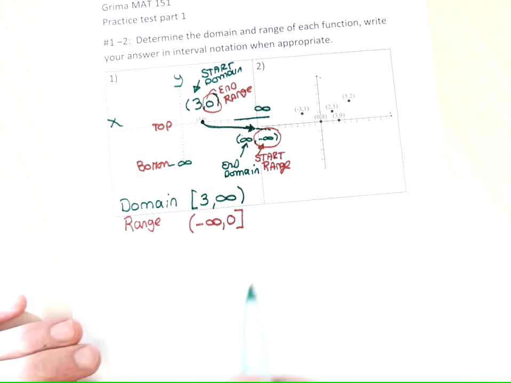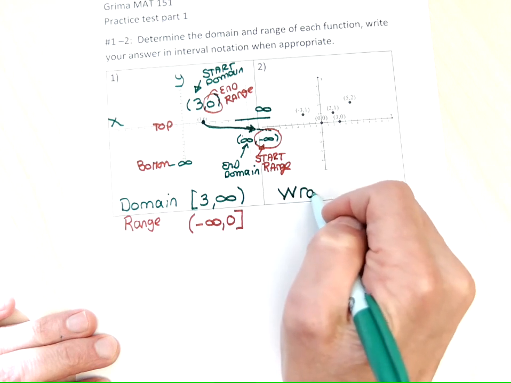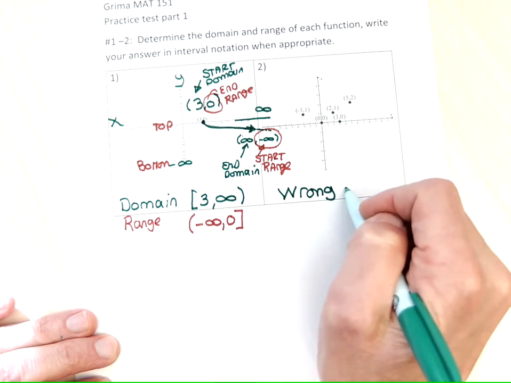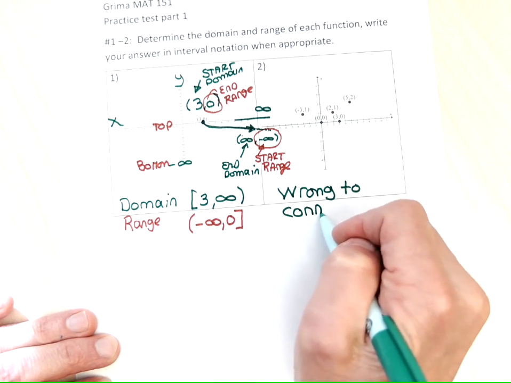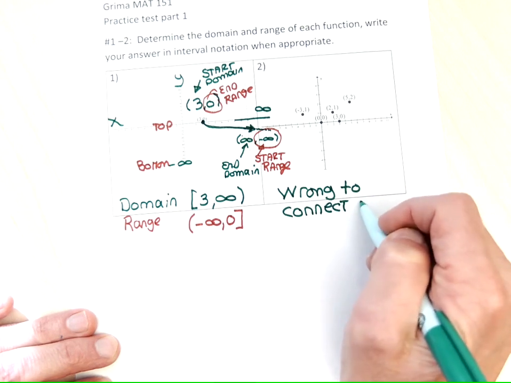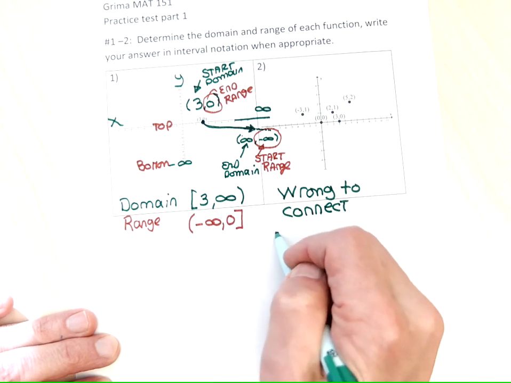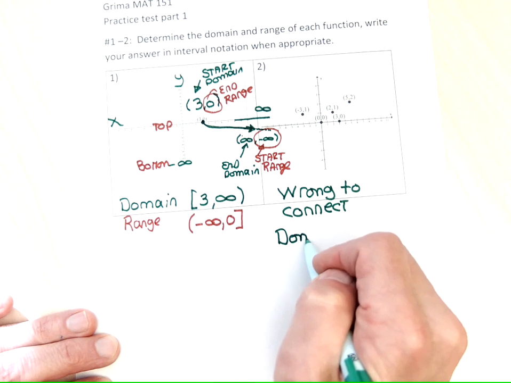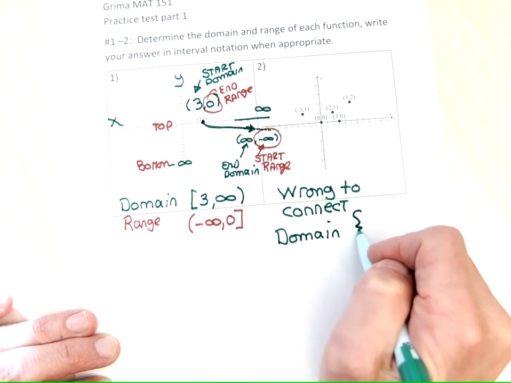In problem 2, it would be completely wrong to connect the points. These points are given as separate points, and they're not meant to be connected. When I go to write the domain and the range for it, I'm just going to pick off the x and the y values. So when the points are scattered, the domain is usually written with these squiggly set braces.